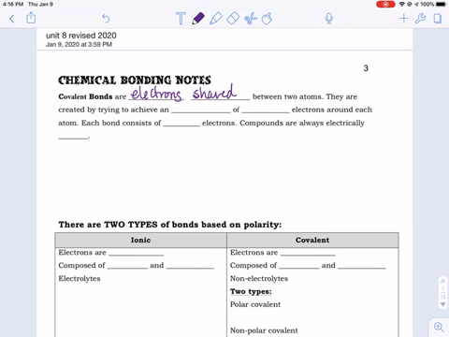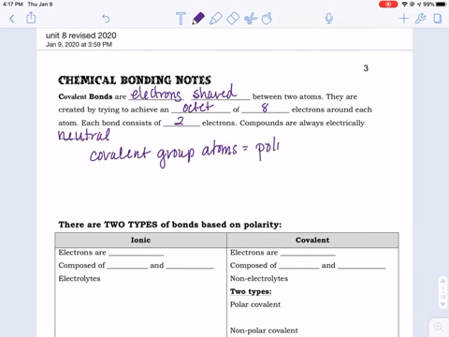They're created by trying to achieve an octet of 8 electrons around each atom. Each bond consists of 2 electrons, and compounds are always electrically neutral, which means they do not carry a charge. If you have a covalent group of atoms that have a charge, those are polyatomic ions. And we will talk about those.